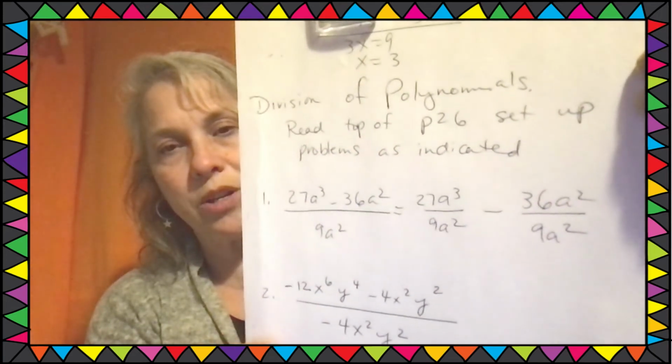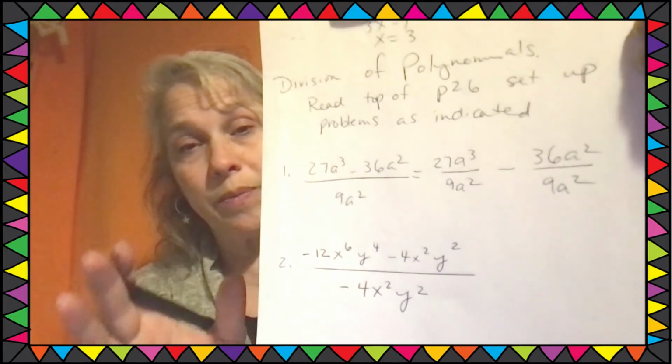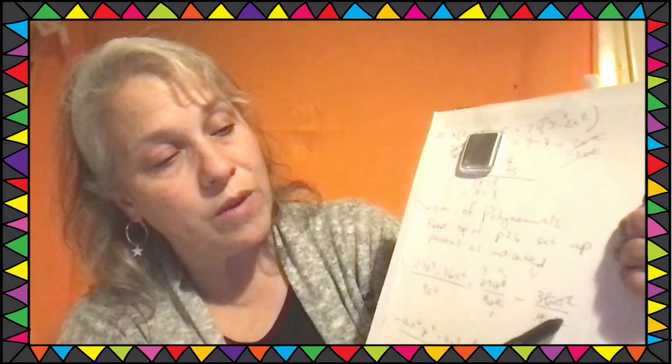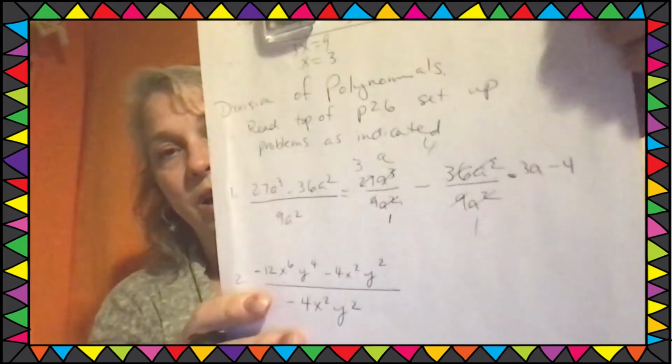Okay, so we're breaking it up into two different. Remember, when we add fractions, we keep the denominator the same. So that's what we're doing here. We're splitting it up. Instead of adding them, we're just splitting them up. Now we can simplify each fraction. So 27 over 9 reduces to 3. 3 minus 2 is 1. So I'm left with an a up here and just a 1 on the bottom. 36 divided by 9 is 4. A squared divided by a squared is 1. So I end up with 3a minus 4. And that is my final answer.